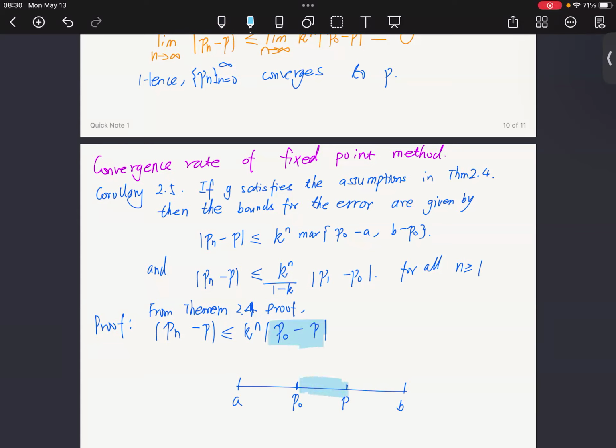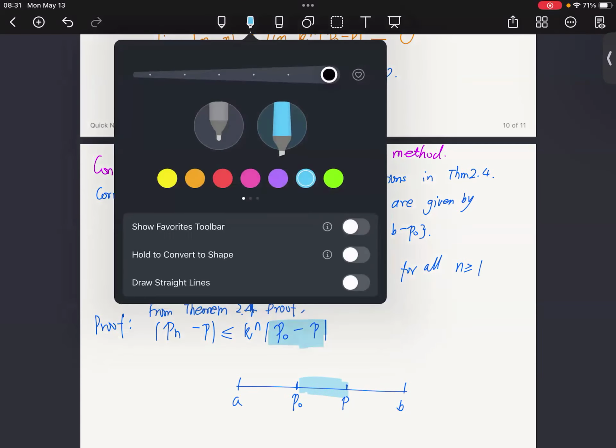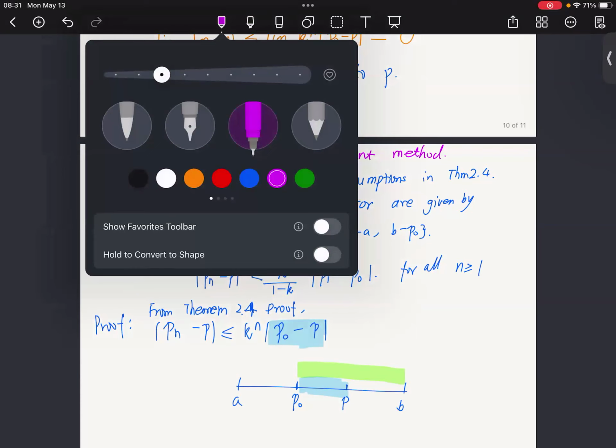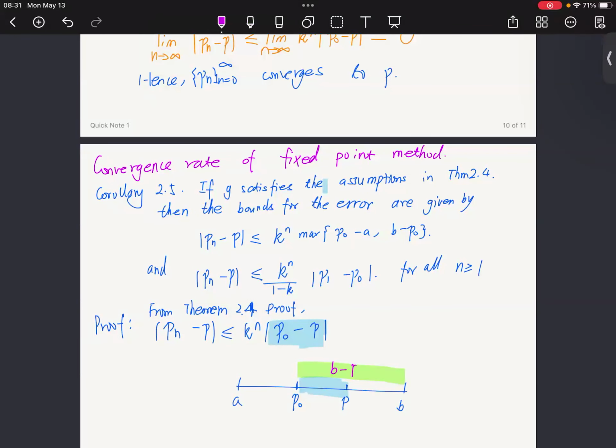And if you take a look at this interval, it's definitely smaller than the bigger interval we have here, P0 to B. So this part represents B minus P0, but this blue part represents P0 minus P. And so it's always the case that this part is smaller than this part.